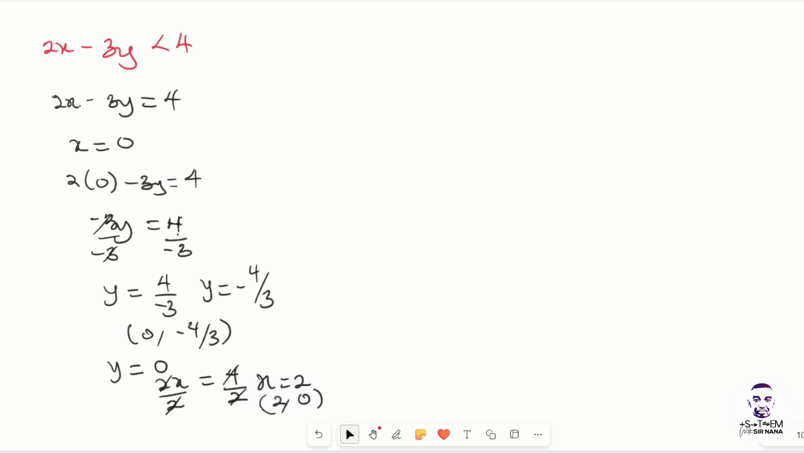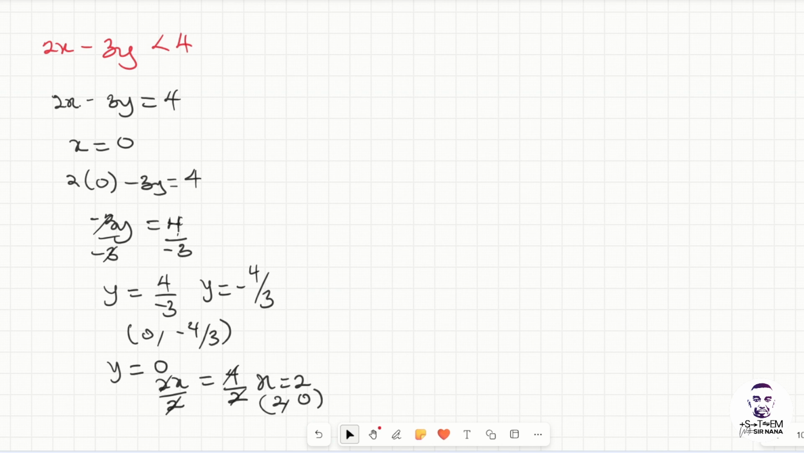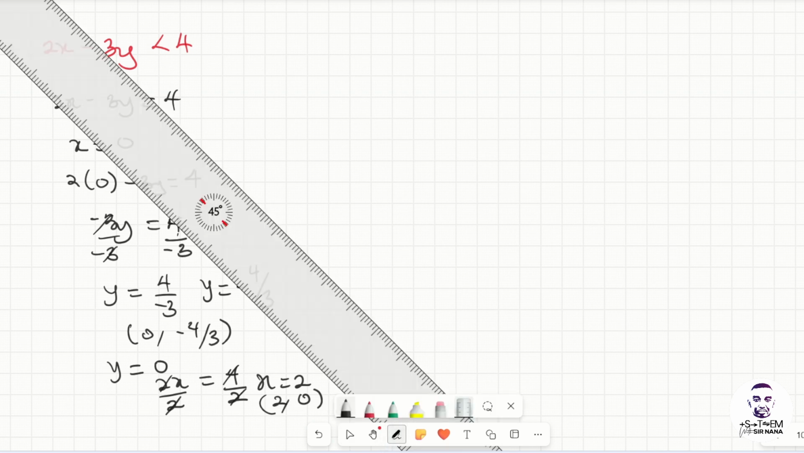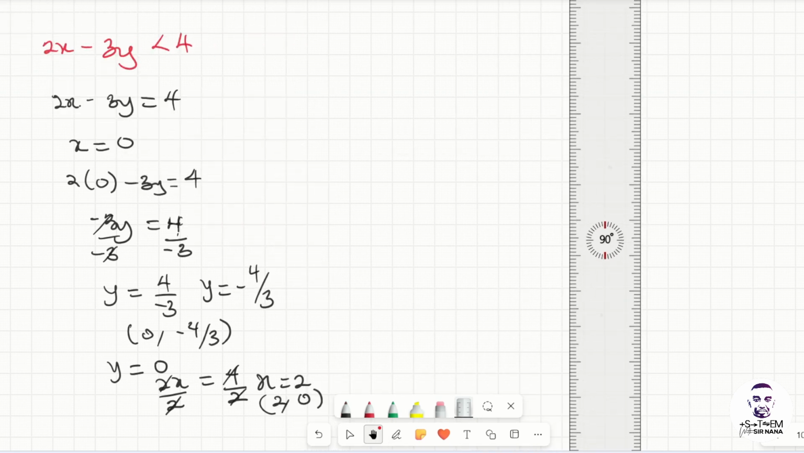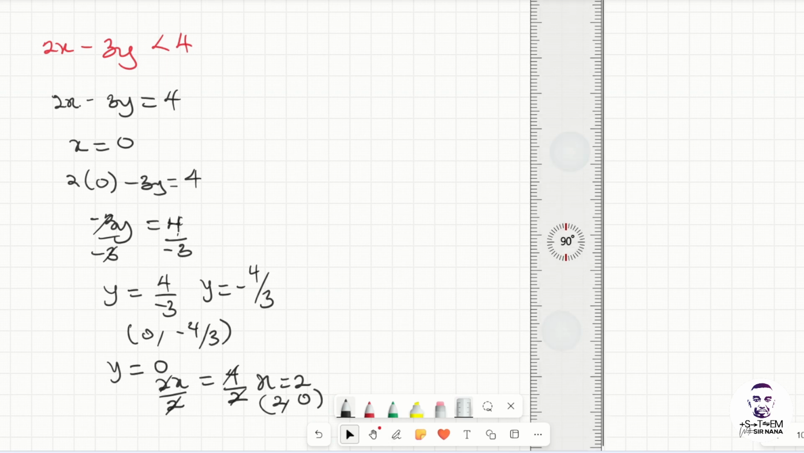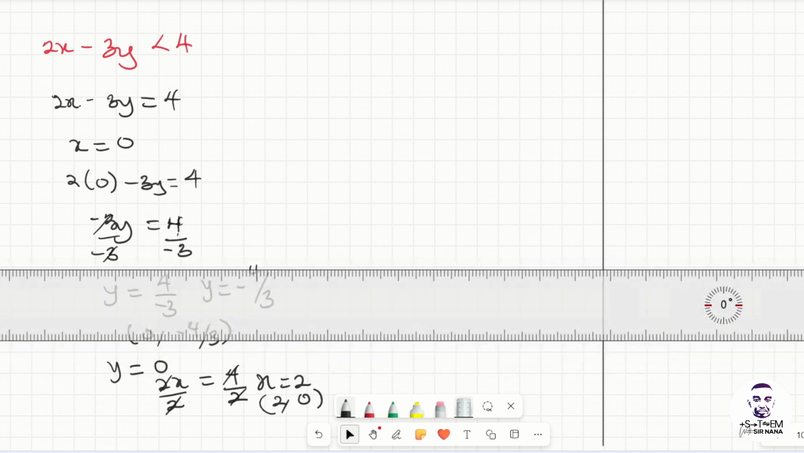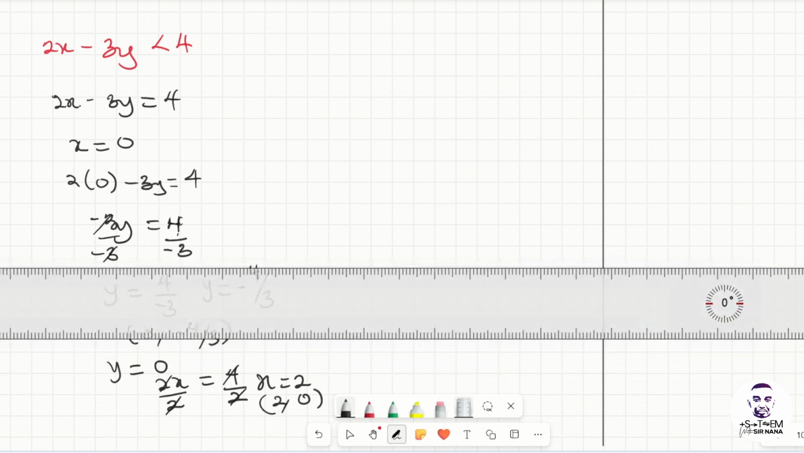So we are going to plot these points on a linear graph. We pick our graph, and then we plot our points on this graph. We can use our ruler and then plot our line. So we'll have our line, and we'll plot a line here as well.